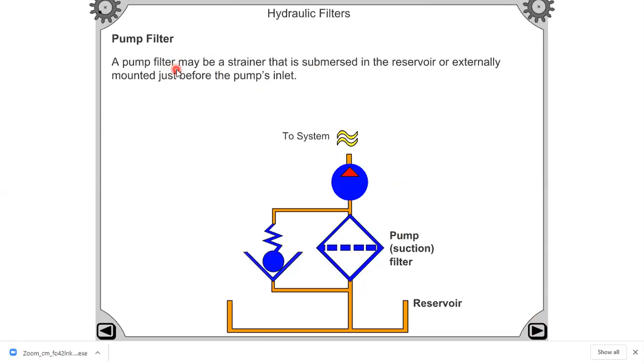The pump filter may be a strainer submerged in the reservoir or externally mounted just before the pump's inlet. So either we can locate the filter in the reservoir, and then we call it a strainer, or else I can keep this filter directly at the inlet of the pump.